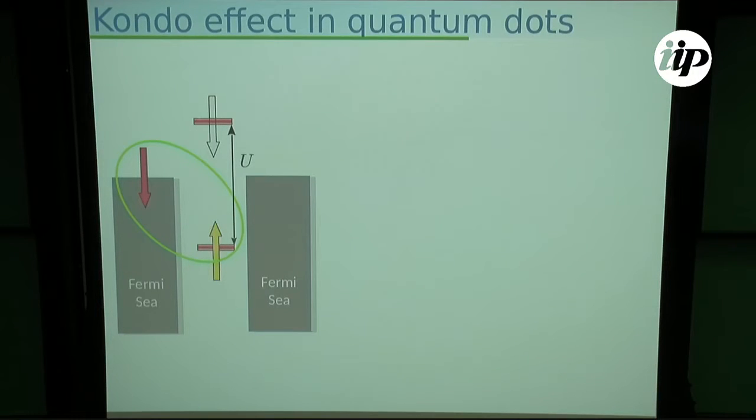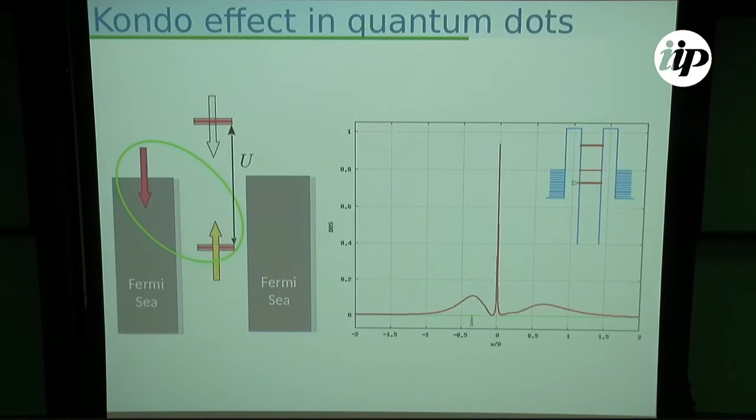But virtual processes can happen, and then what you see is effectively a singlet formed by the localized electron and the conduction band. So the signature here is this peak. This is the local density of states at the dot site as a function of energy. And here I'm moving the level. You see that when the level is above the Fermi level, there is no zero peak. But when it becomes lower, you see a zero peak that stays there for quite a long range of Vg, which is marked by this gray arrow.